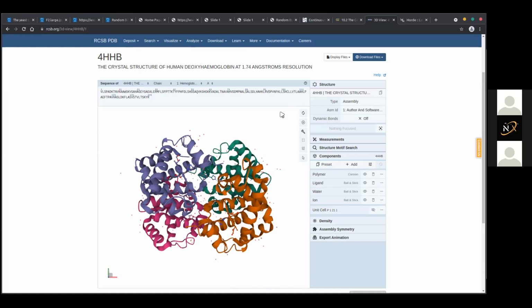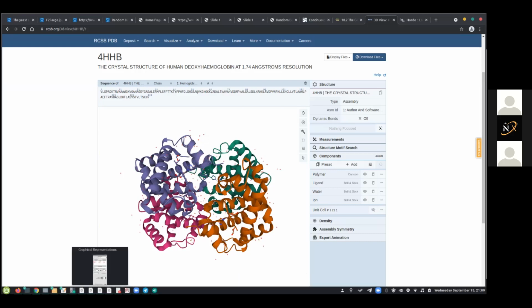Basically, what this database has is the location of each atom in this protein. And what I can do is download this structure, and just a second.